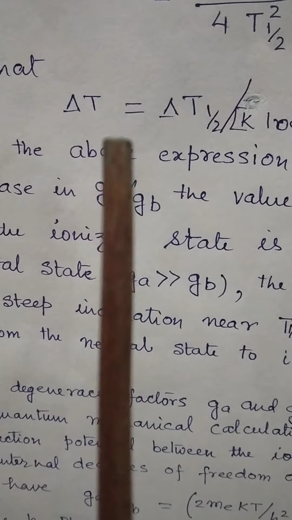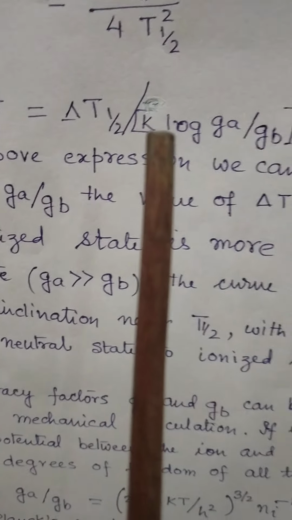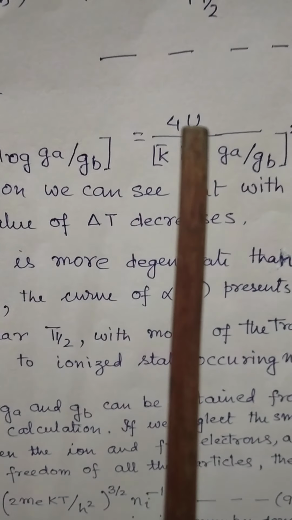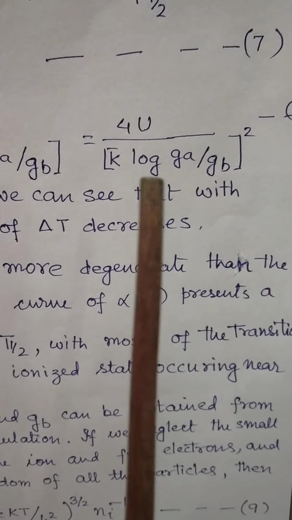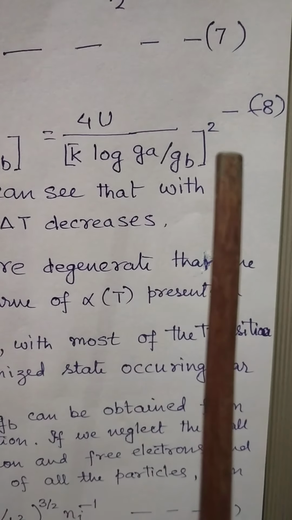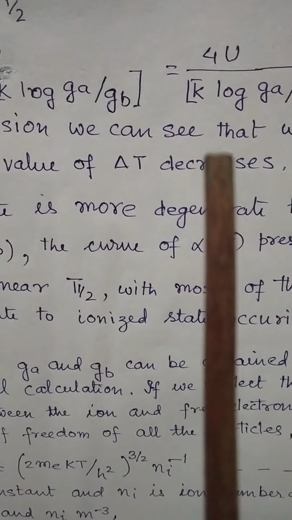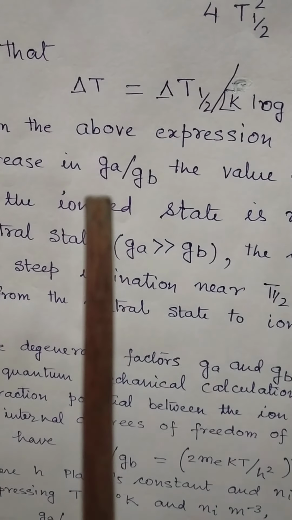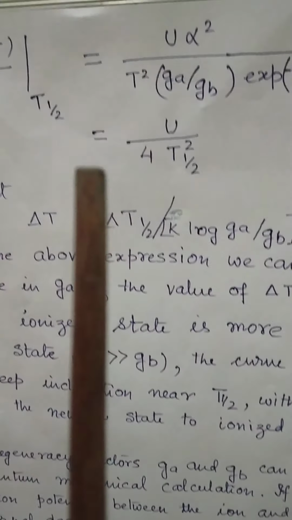So delta T equals delta T half divided by k log(Ga/Gb), which is equal to 4U divided by (k log(Ga/Gb)) whole square. This is equation number 8. From the above expression, we can see that with increase in Ga upon Gb, the value of delta T decreases.